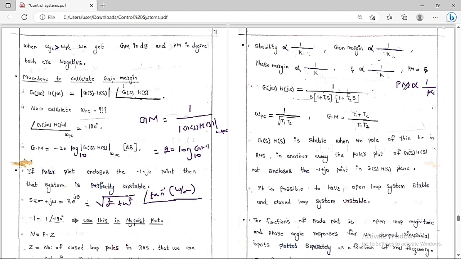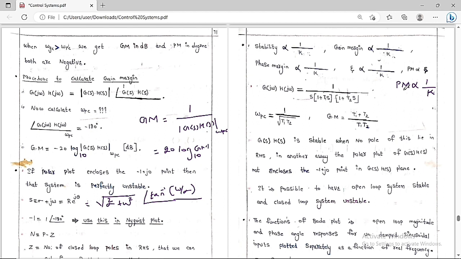So we can say stability is inversely proportional to system gain. Gain margin is inversely proportional to system gain. Phase margin is inversely proportional to system gain. Damping ratio is inversely proportional to system gain. So these points you always have to keep in your mind.